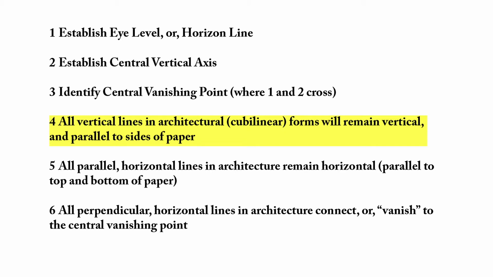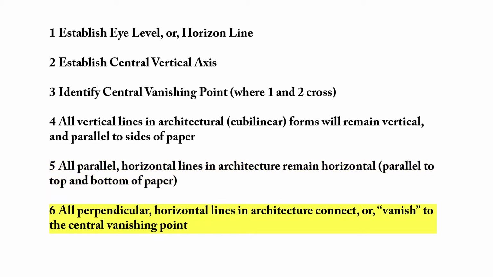All vertical lines in architecture, and we're going to put parenthetically what did I call it? Cuborectal? I don't even know if that's a word, I just made it up. Cuborectal forms will remain vertical and parallel to sides of paper. 5, all horizontal lines in architecture, and we're going to say all parallel because they're parallel to our picture plane. So all parallel horizontal lines in architecture remain horizontal or parallel to top and bottom of page.